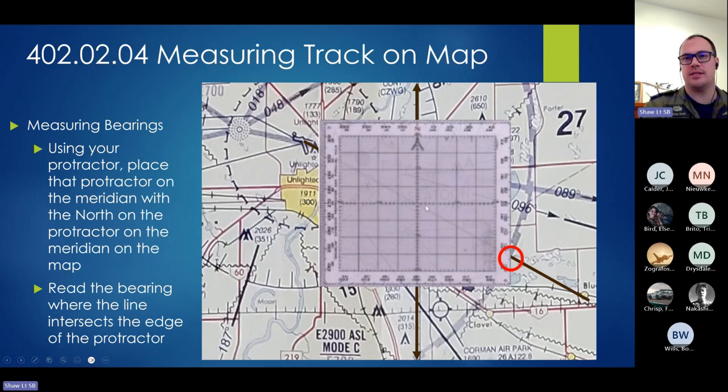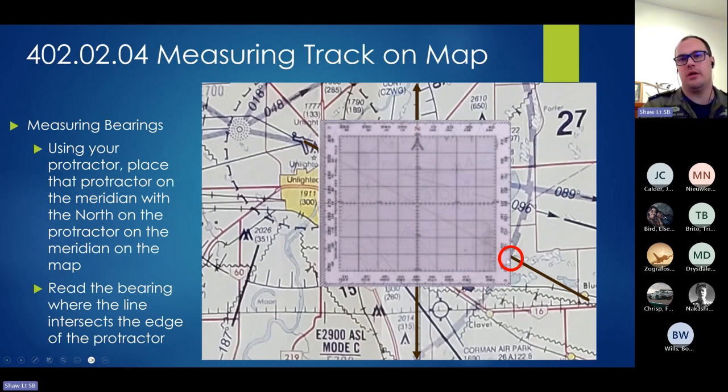Then we're going to stick the center of that protractor, that bullseye, where the track goes right through the middle of it. And then we're going to read it coming out the other side. Remember, this depends on which direction we're going. We're going from Saskatoon to Blucher, right?